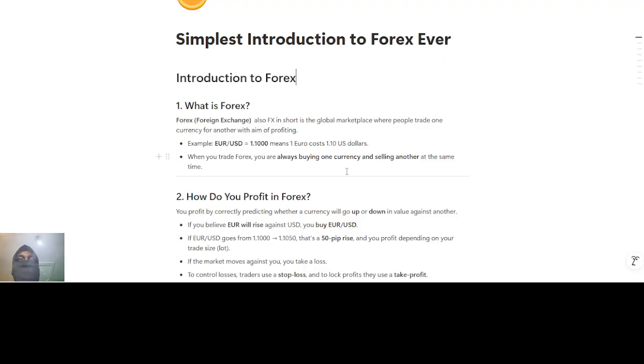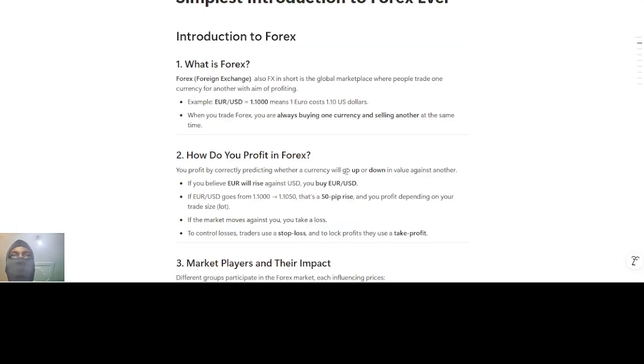It's simultaneous. Next, second of all, how do you profit in trading? People come to trade Forex with the aim of profiting. So how do you profit? You profit by correctly predicting whether a currency will go up or down in value against the other. If you believe the euro will rise against the dollar, you buy the euro and you sell the dollar. If you expect the euro to increase in value, you buy EUR/USD. But when you're buying EUR/USD, what's happening? You're buying the euro and indirectly selling the dollar. As I said, in trading Forex you buy one currency and sell another at the same time. Because in a pair there are two criteria for a Forex currency pair.